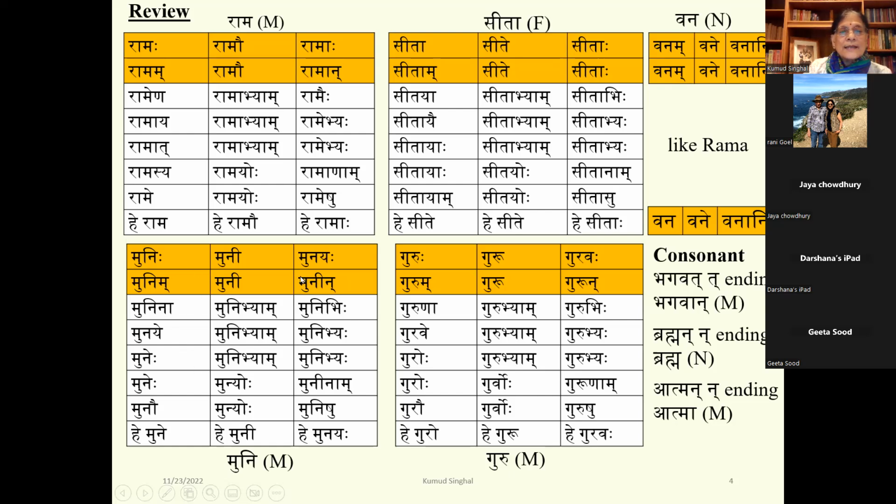This is the declension of an i-ending masculine nominal stem, Muni, and Guru, a u-ending masculine nominal stem. So these are a few of the declensions where the ending letter is a vowel. You could also have a nominal stem which ends in a consonant. For example, Bhagavat. This is a ta-ending masculine nominal stem.